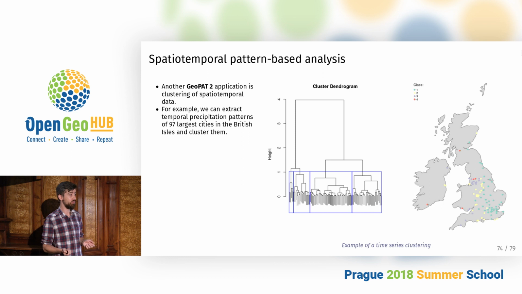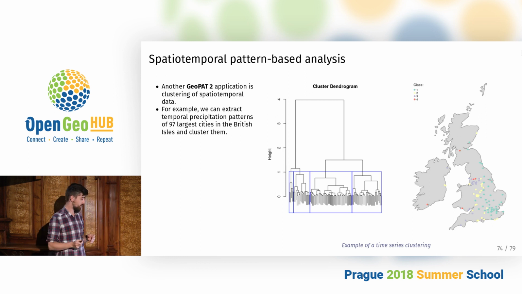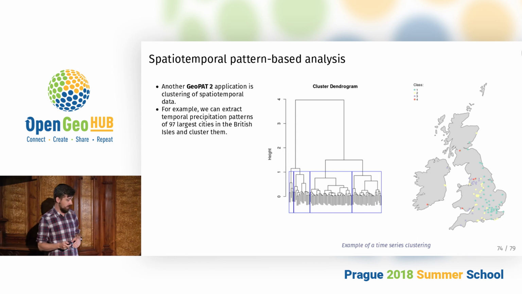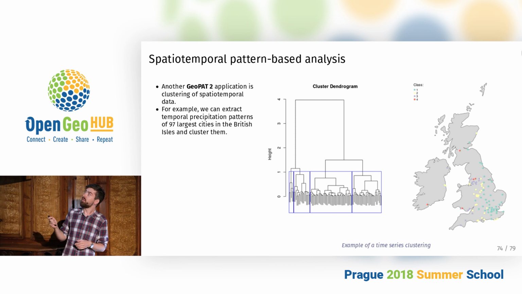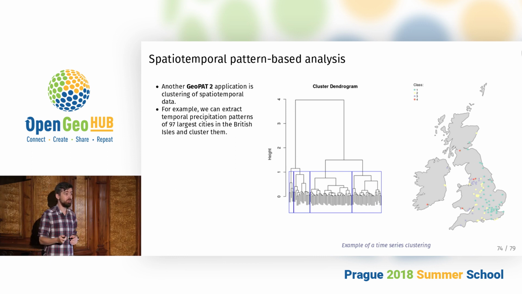Another one is clustering. You can cluster all of the pixels, you can cluster based on polygons, but you can also cluster based on points. What I've done here is I found a database of the 97 largest cities in the British Isles, and I made a hierarchical clustering and divided those cities into 4 groups of similar precipitation patterns. You can see that with clustering, which is a global method, we can find similar precipitation patterns here, here, here, and here.